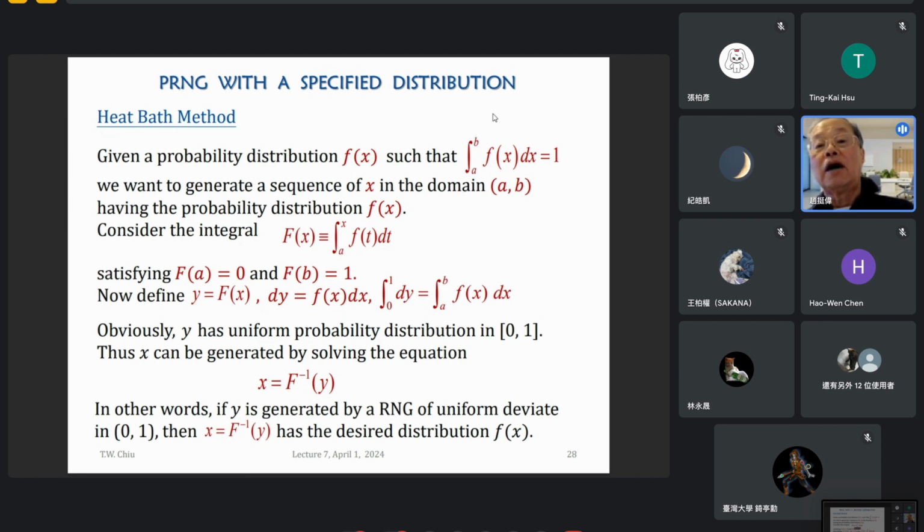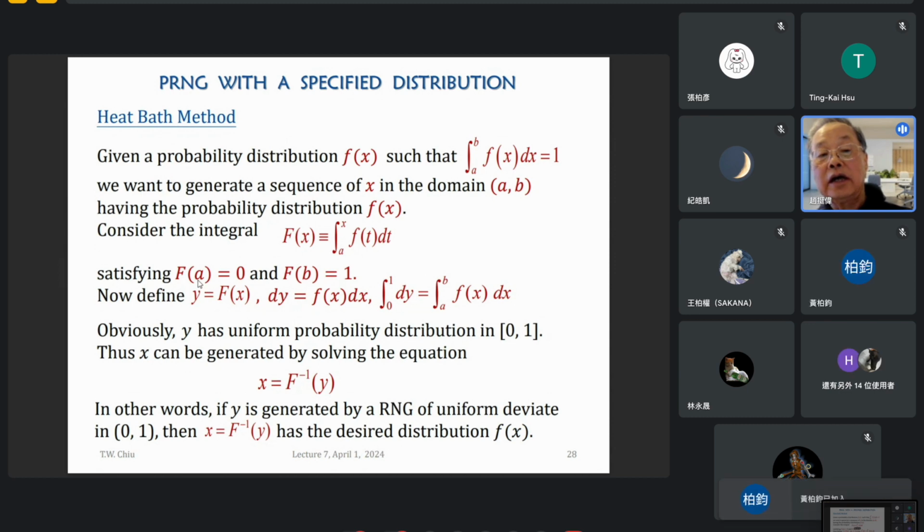It depends on the nature of the distribution you want. Now if I consider the integral, capital Fx, this is the integration of ft dt from A to x. From A to B, this entire interval, that's 1. So Fx, for x less than b, must be less than 1.